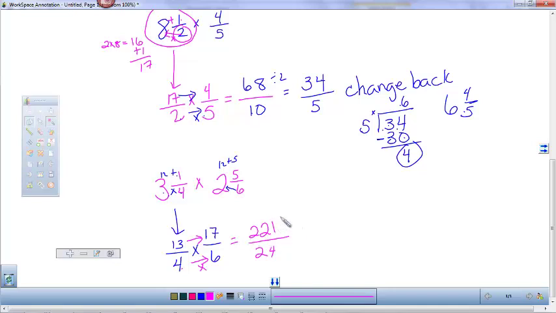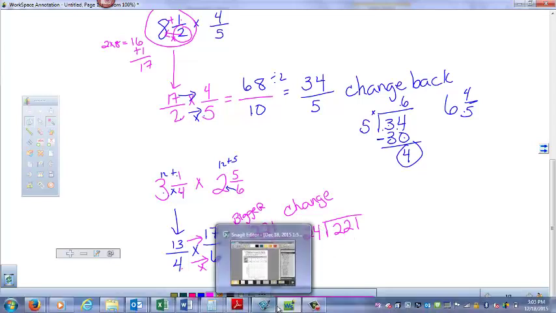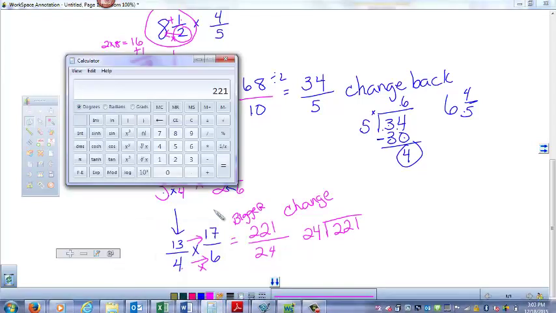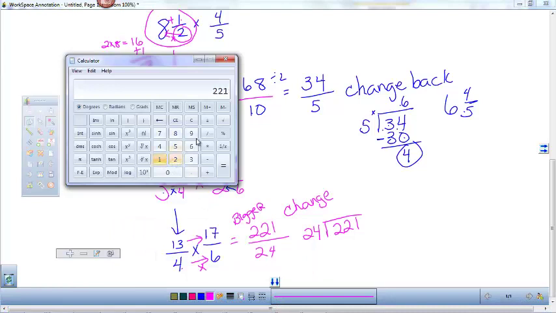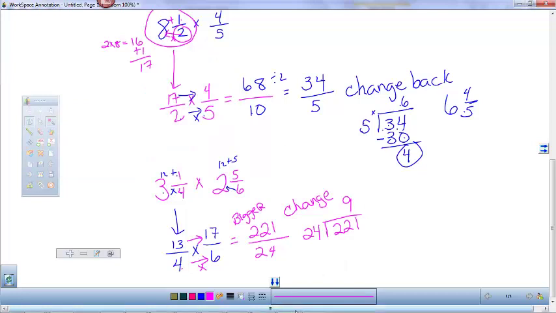And that is improper. We have to change because this number is bigger. If the top number is bigger, that's when you need to change. So I take 221 divided by 24. So calculator, 221 divided by 24 equals, I'm just going to use this number, 9. And now that's going to be my big number, 9.